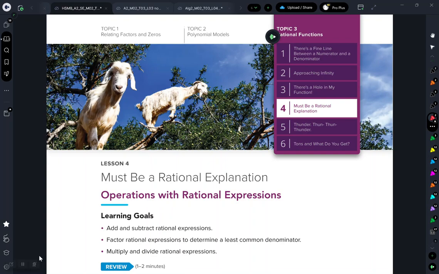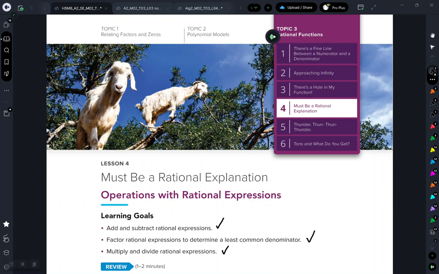This is a video that's going to be about operations with rational expressions. Essentially, we're going to be able to add and subtract rational expressions, multiply and divide rational expressions, but also be able to find the least common denominator when we're adding and subtracting.